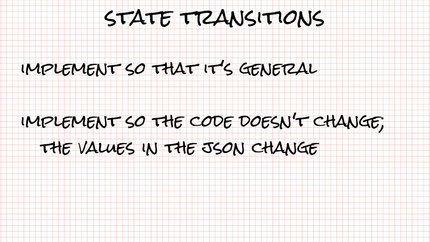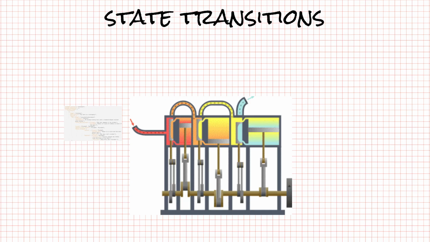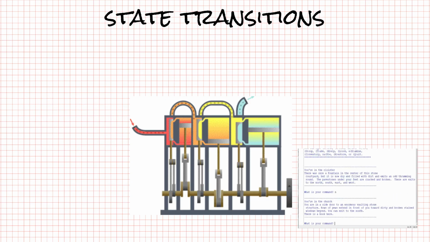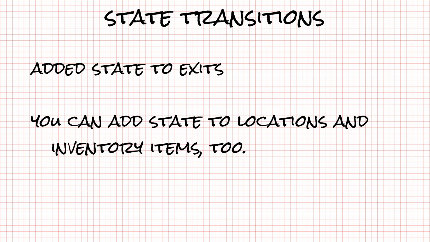We want to implement this state idea using a general mechanism so we can easily add items with actions to our system by making changes to the game data stored in the JSON file, and not by changing the code. Think of the game as an engine that will run with any dungeon we can build in the JSON. To illustrate, I've added state to my exits. You can apply this same idea to locations and items.